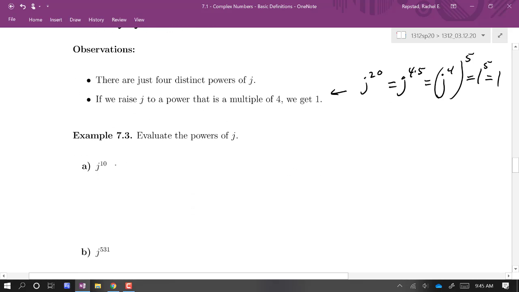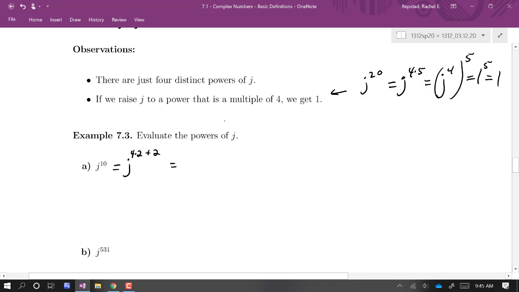J to the 10th, not a multiple of 4. But I'm going to write, what's that? -1. It's going to be -1. We're going to see why we could tell it's going to be -1 right away. First of all, 4 goes in there twice, right? 4 goes into 10 twice. So this is like 4 times 2 with 2 left over. So I'm just writing 10 in that way. Taking out the multiples of 4, what's left over?